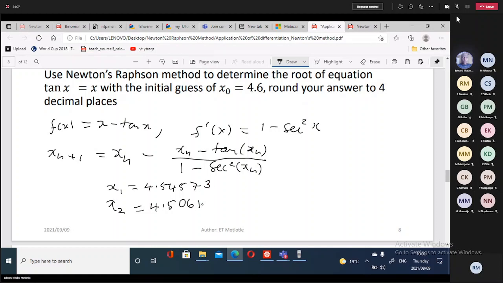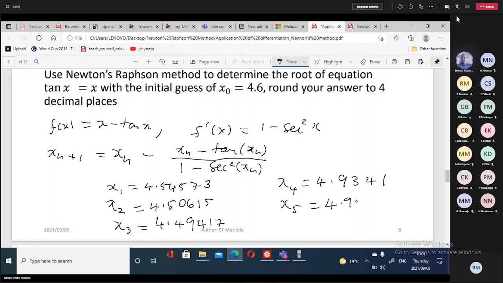So I have this one. This is 5 here. Now x3, calc my answer equal sign. I have 4.49417. My x4, I say calc answer equal sign. This is equals to 4.9341. X5, calc answer.